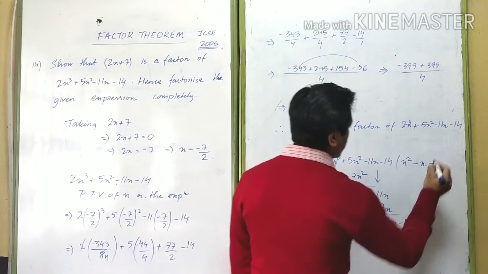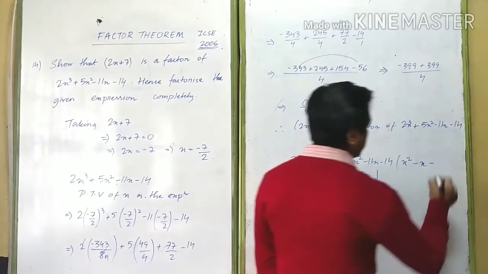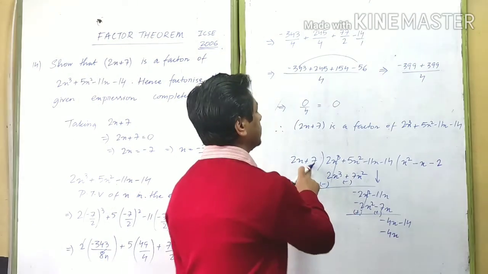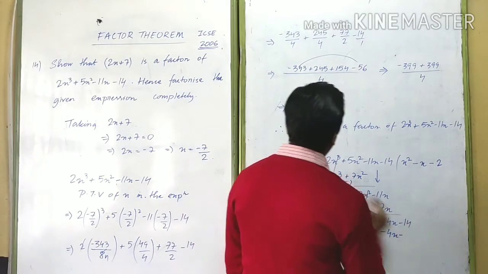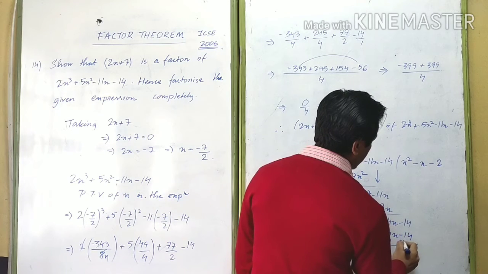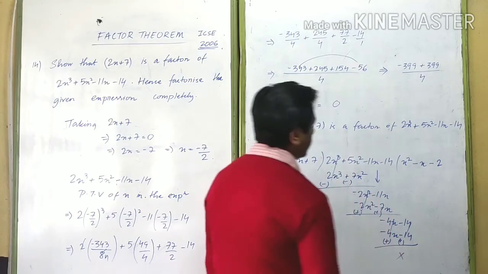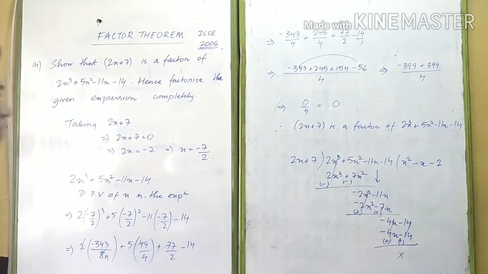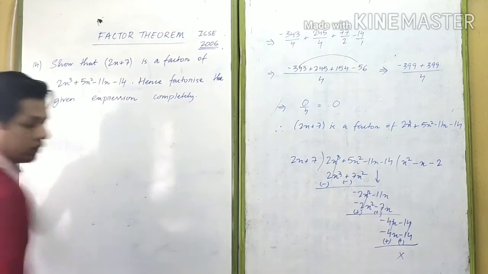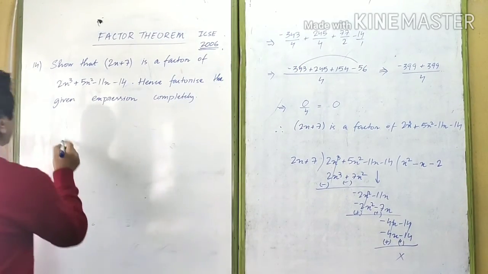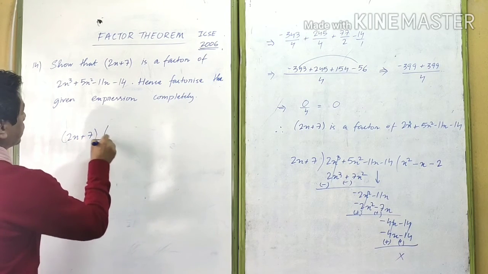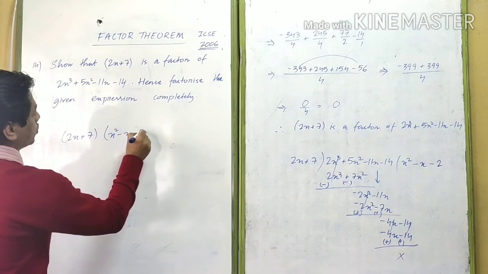To get minus sign, I'll multiply with minus 2x into 2 times gives me minus 4x. Again, I'll multiply with the second term. Plus into minus gives me minus. 7 2s gives me 14. I'll change the sign. Both the terms will get cancelled. Okay. So we have 2x plus 7 into x square minus x minus 2.